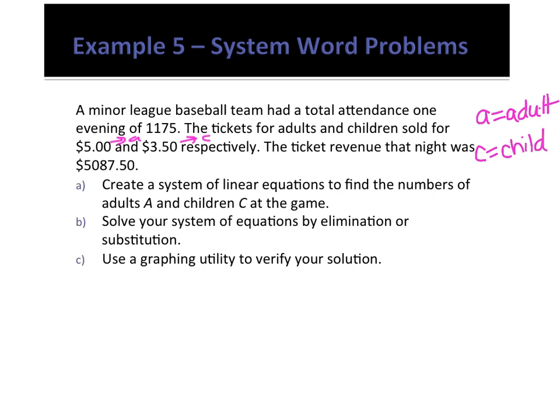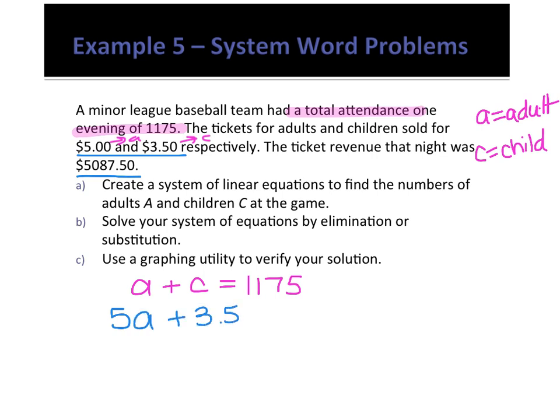The first piece of information we're told is that the total attendance is 1,175, which means however many tickets I sold for adults plus however many tickets I sold for children adds up to 1,175 tickets. Now the next piece of information is how much they were each sold for and how much total revenue was brought in. So if each adult ticket is $5, then 5 times A plus each child's ticket, $3.50 times C, equals $5,087.50.